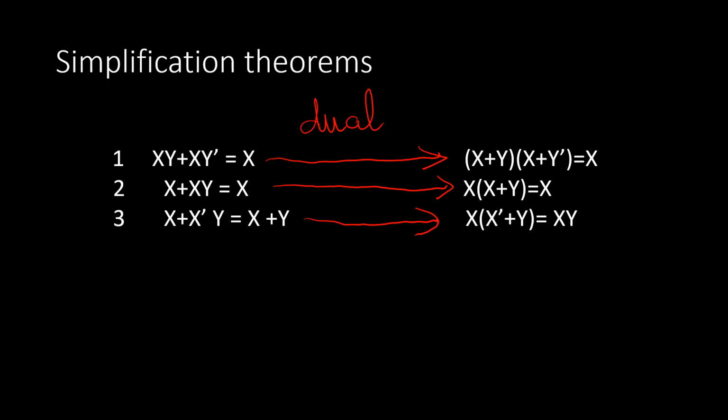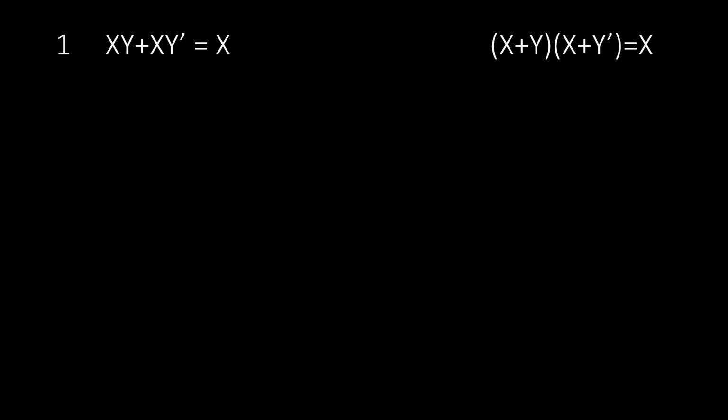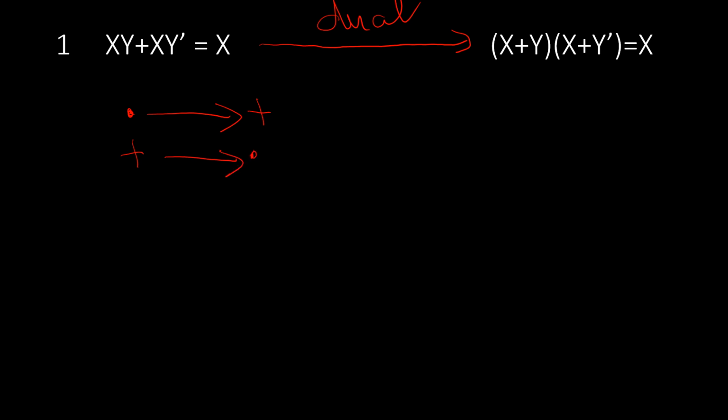So let's see what this means. I will start with the first. The first theorem that I will explain here has as its dual the theorem at the right side. So how can we easily find the dual? We just need to replace the AND operation by the OR operation, and the OR operation by the AND operation, and we will get the dual of the expression.